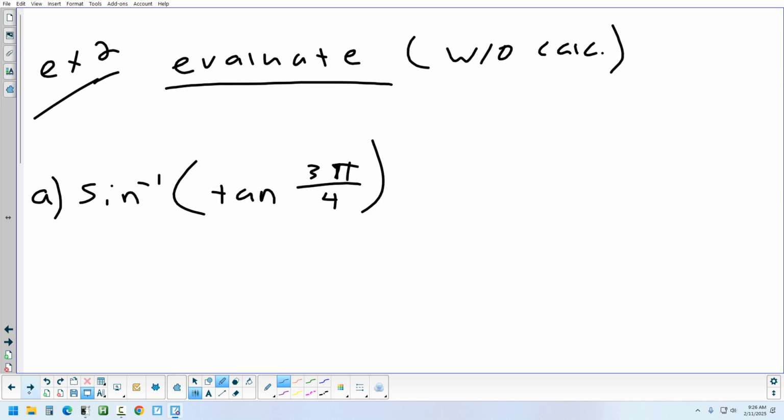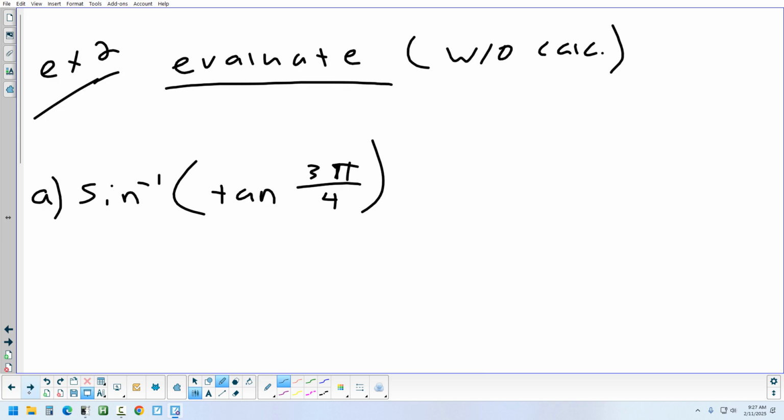What's different about this one? We have an actual number this time. So we don't have any variables, which means we evaluate. We're actually going to get a numerical answer. There is something else different. The inverse is on the outside. So we might still end up drawing a right triangle. We'll see. But we need to think of this like PEMDAS, follow order of operations.